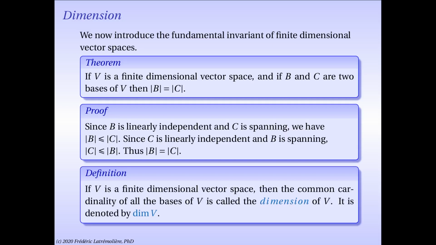Thus, if V is a finite dimensional vector space, then the common cardinality of all the bases of V is called the dimension of V. So the idea of a dimension is we basically count how many elements a basis must have, and it doesn't matter which basis you use to do that because all the bases have the same number of elements.